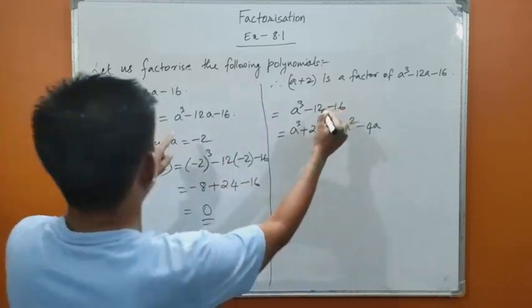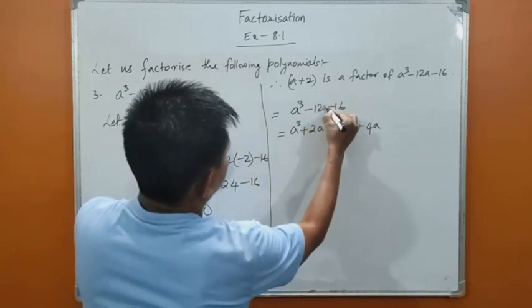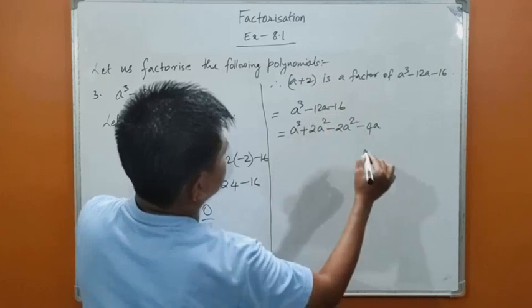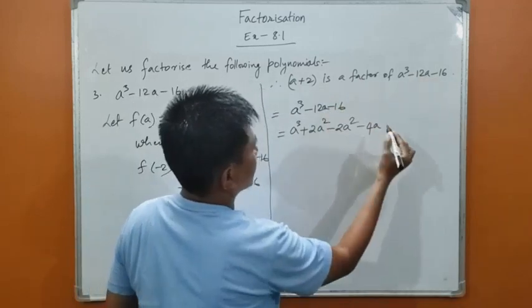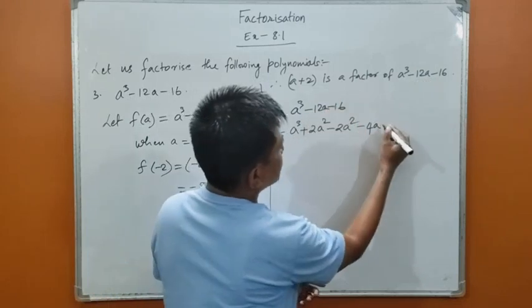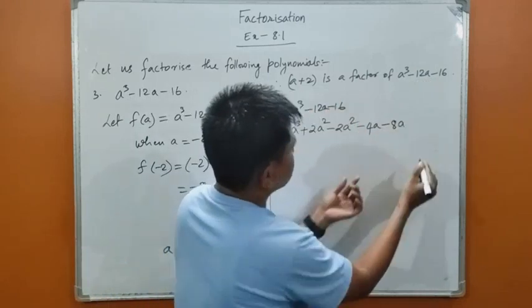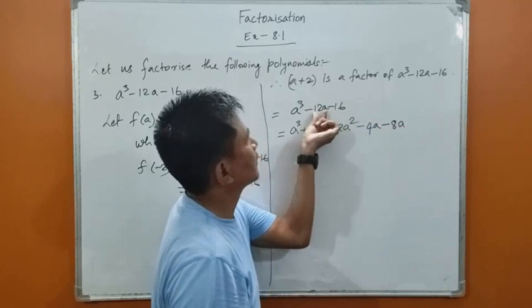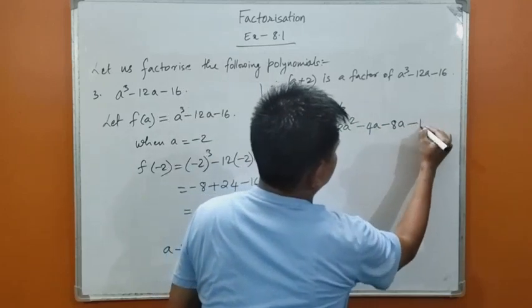Oh, this was 12a, isn't it? This was 12a. Okay, 12a. Now we have already put minus 4a. Now we need minus 12a. That means we need minus 8a. Minus 4a minus 8a is minus 12a. So this is minus 16.